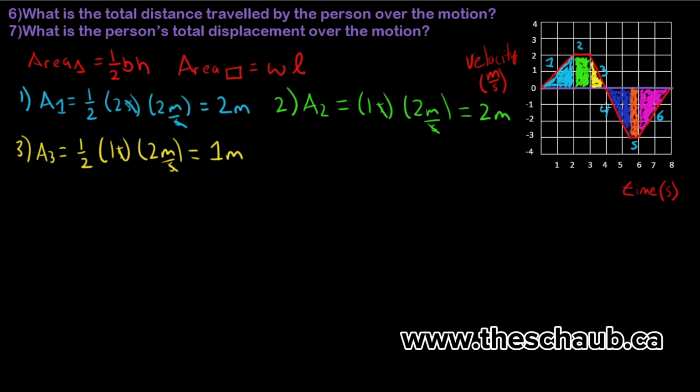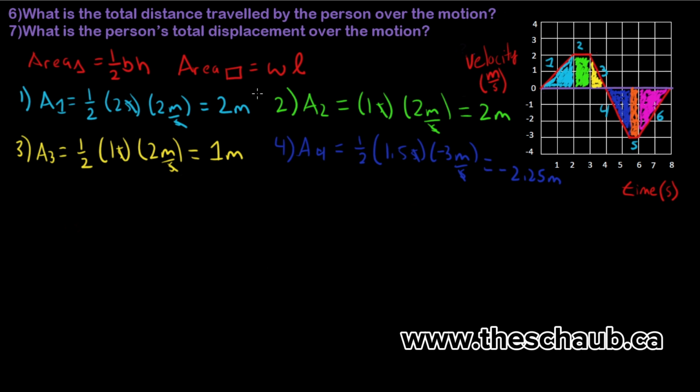Our dark blue area here, our fourth area, is again a triangle, but we need to be a little bit careful because our base is still 1.5, but our height is now below the 0. So we actually have a height of -3. So if we calculate the area of this fourth shape, we end up with 1/2. Our base is 1.5 seconds, and our height is -3 meters per second. The seconds still cancel out, and this gives us an area equal to -2.25 meters. This negative is actually quite important.